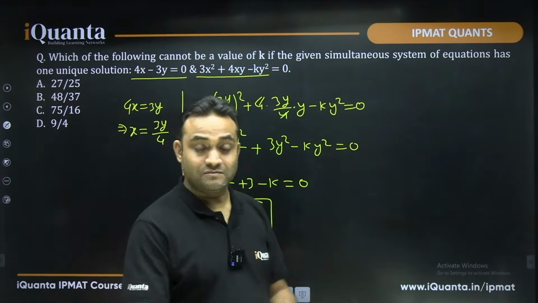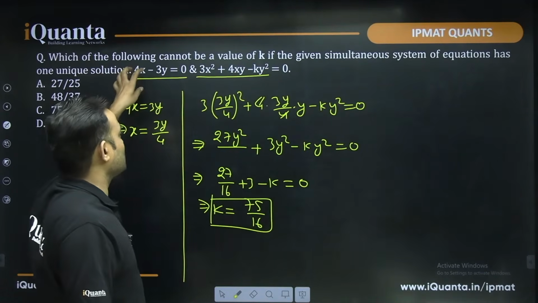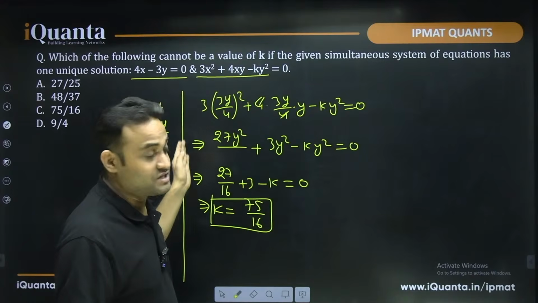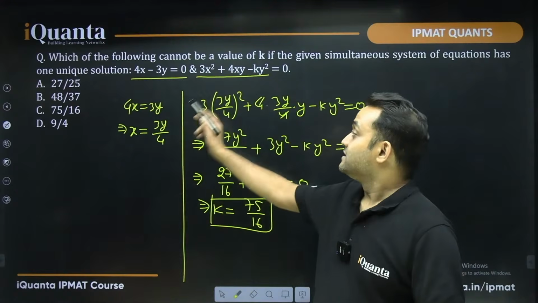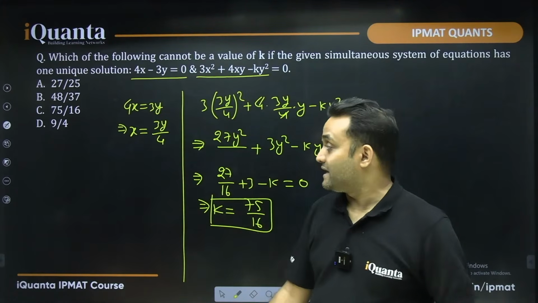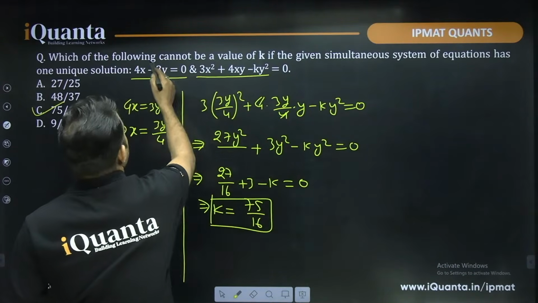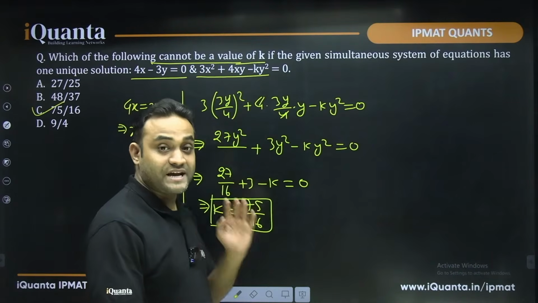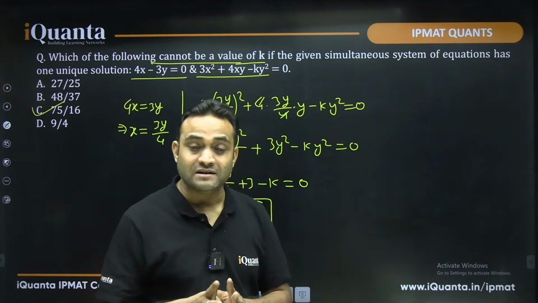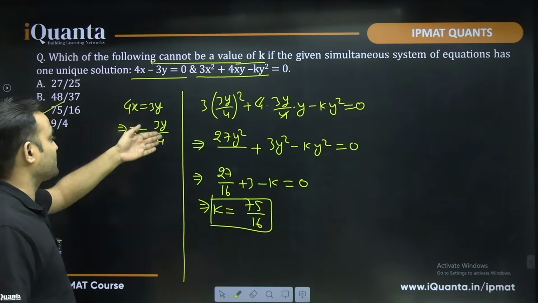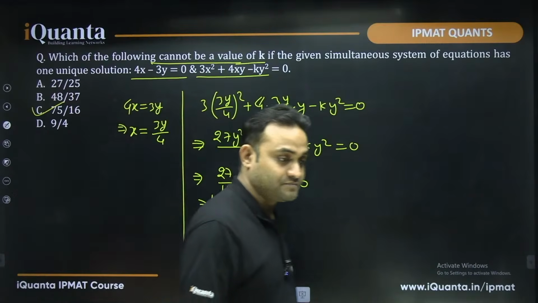Now if you are replacing x by y here, that means you are using the solution of this into this. This can have infinite solution. In that way it will have infinite solution. If k is equal to 75 by 16, these two equations will have infinite solutions, right? So answer is option C. It says which of the following cannot be a value of k. So if you take k is equal to 75 by 16, that means both of these are giving you the same solution, right? There could be infinite relation between x and y, infinite pairs of x and y, which will follow this if k is 75 by 16.